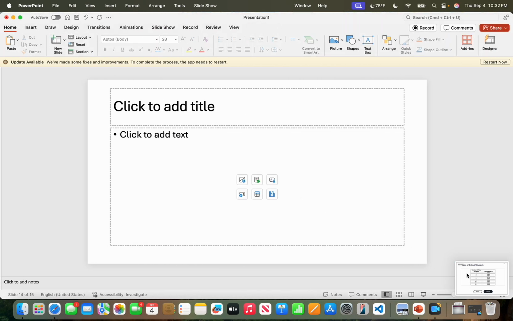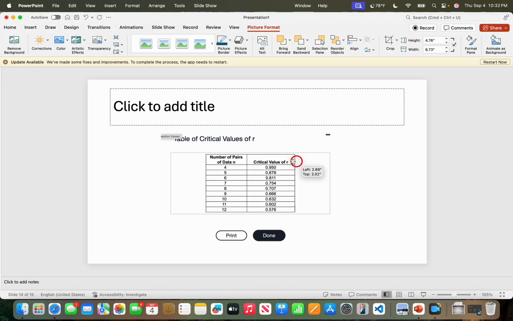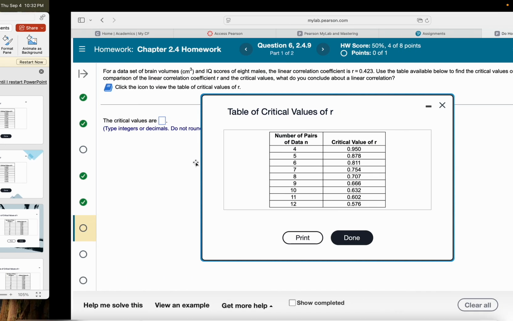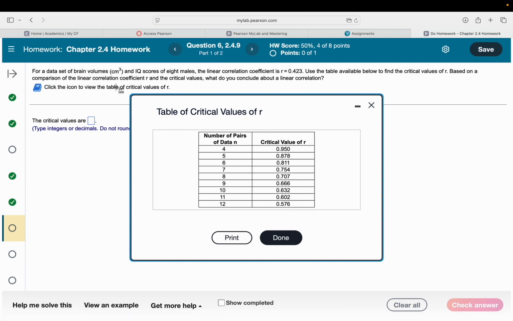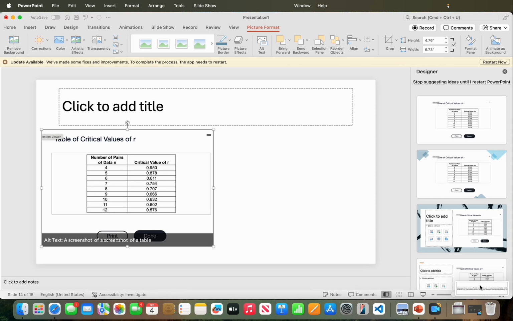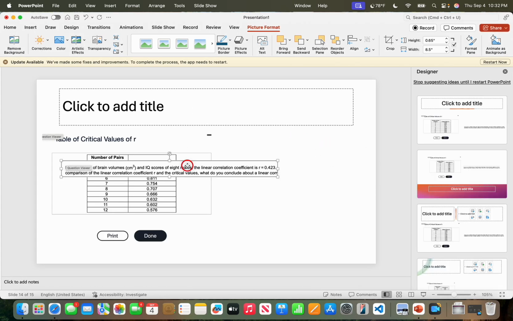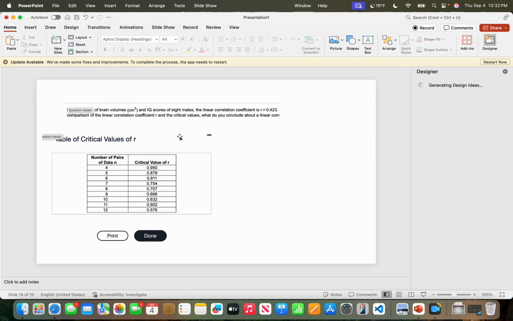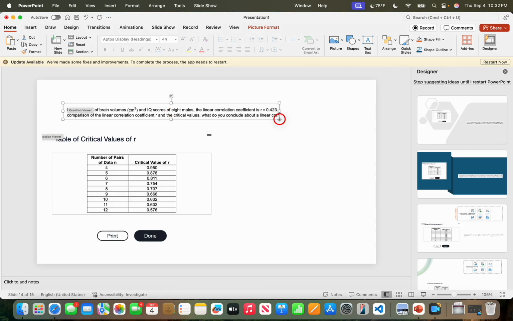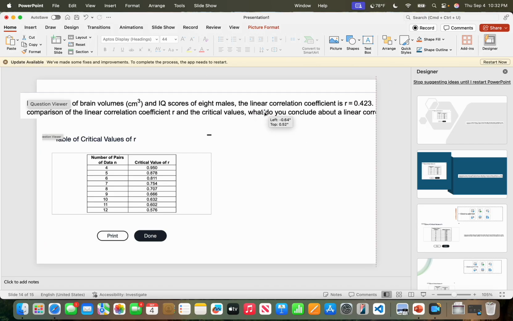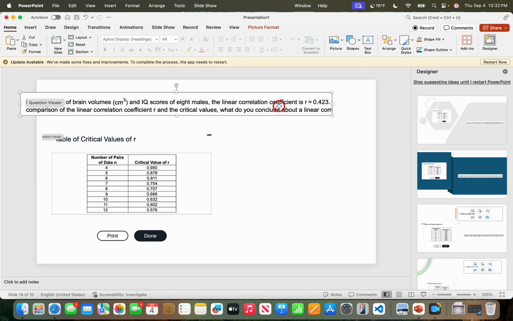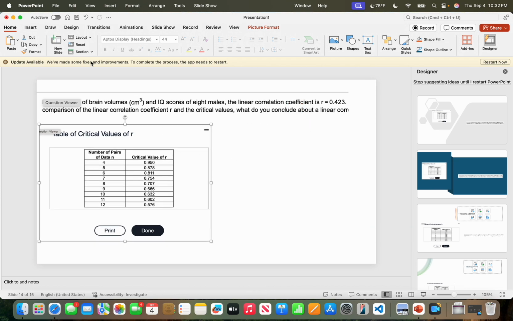So let's look at this example in specific. There's my critical values of R, and I think I'll even go ahead and copy some of this wording here. And based on that, we'll be able to draw a picture. Okay, so we have our 8 males, and they show a correlation coefficient of 0.423, and essentially, is that enough to conclude there's a correlation coefficient?